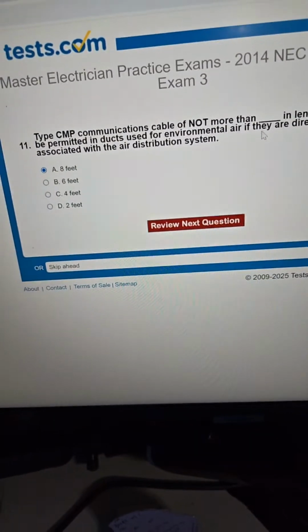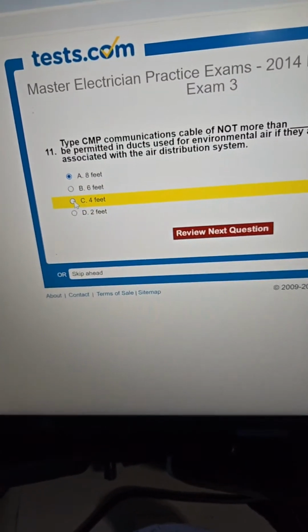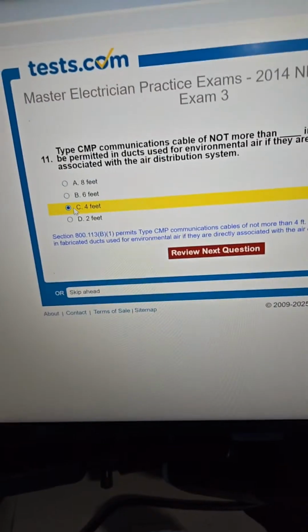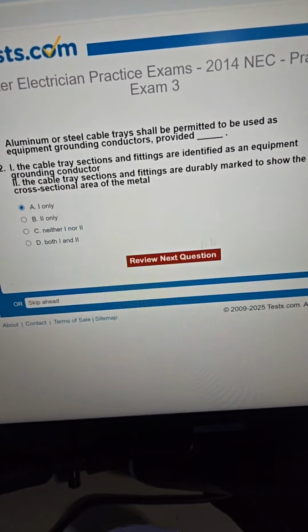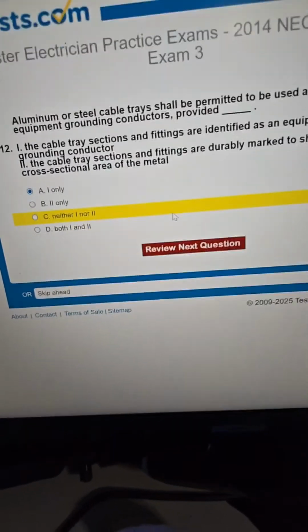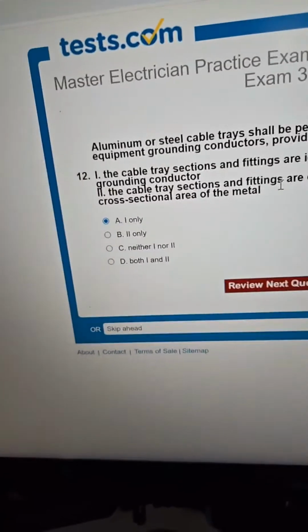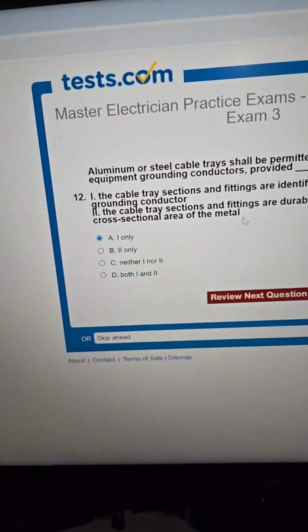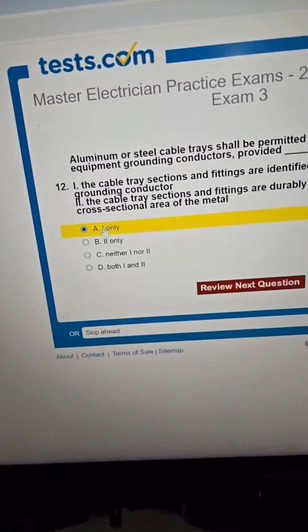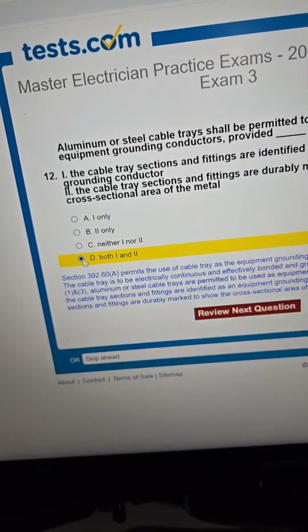We guessed this. I don't even know. It's probably 4 feet. It can't be very much. It is 4 feet. There you go. Okay, so if it shows the cross-sectional area, then it's both. Yeah, there you go.